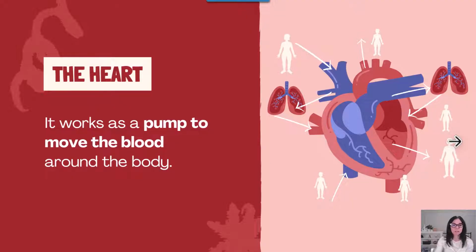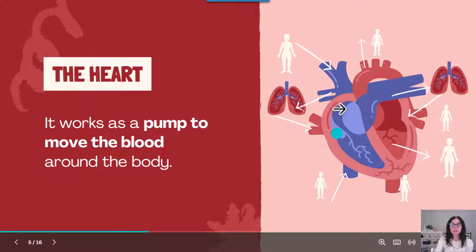The heart is the pump. It is what pumps the blood around the body. It is a muscle that expands and contracts, and every time it contracts, you feel that as your pulse. And it pushes the blood back and forth to your heart, back and forth to your lungs, and out to the rest of your body, and then back again.